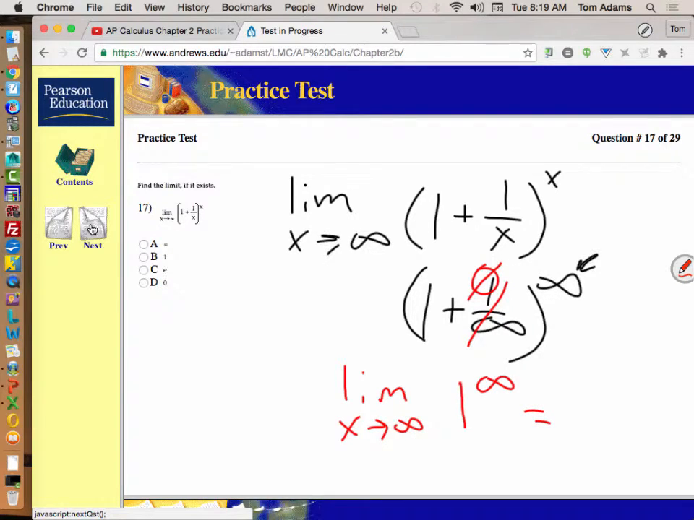What's 1 squared? 1. What's 1 cubed? 1. What's 1 times 1 times 1 times 1 times 1 times 1 times 1? 1. What's 1 raised to infinity? 1. That's not the right answer. Uh-oh, what did we do wrong?